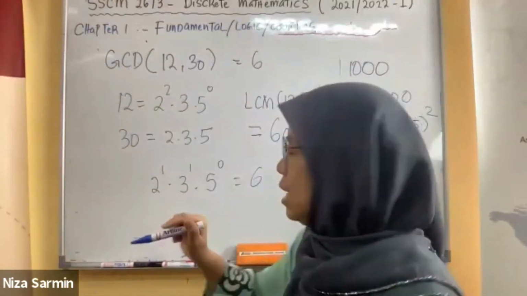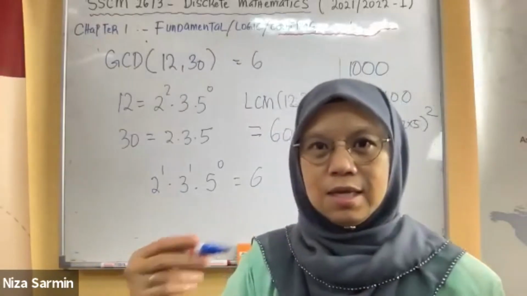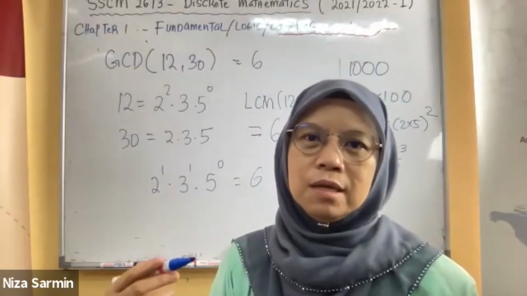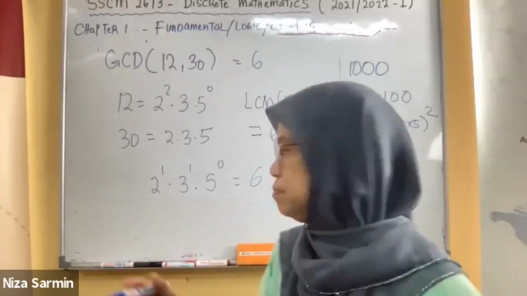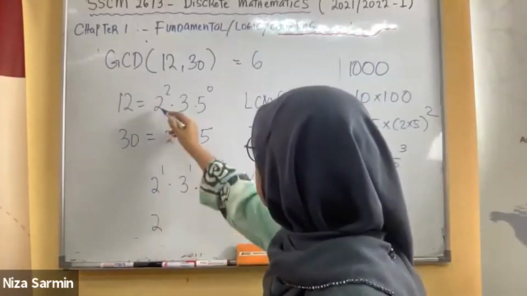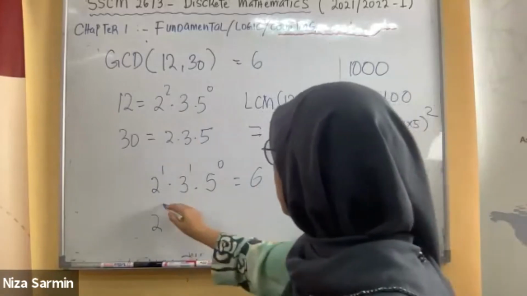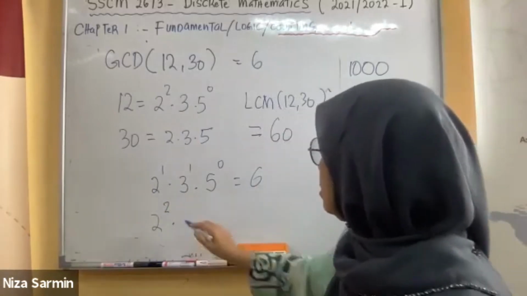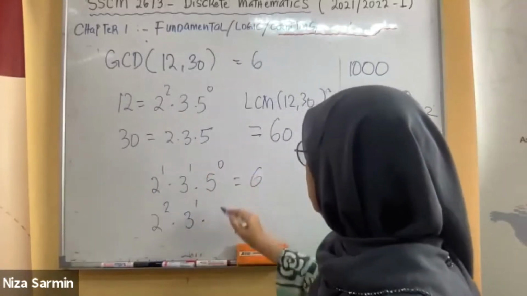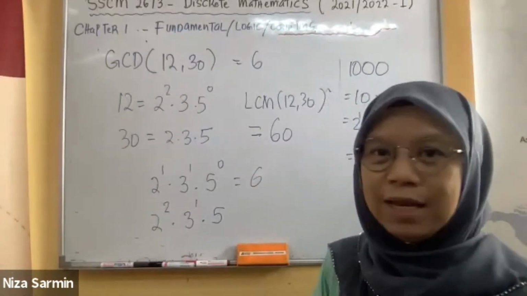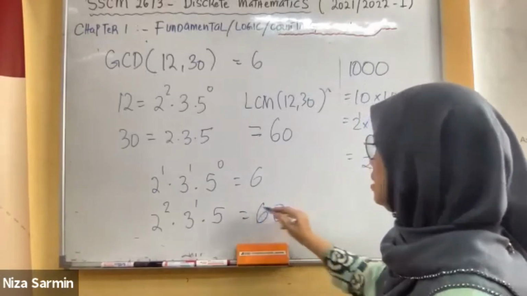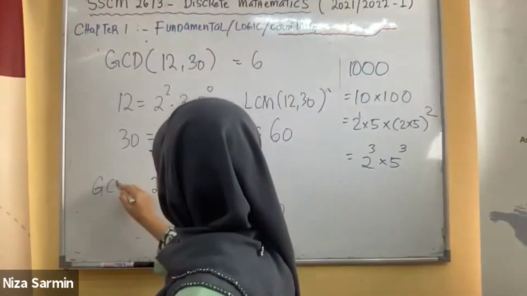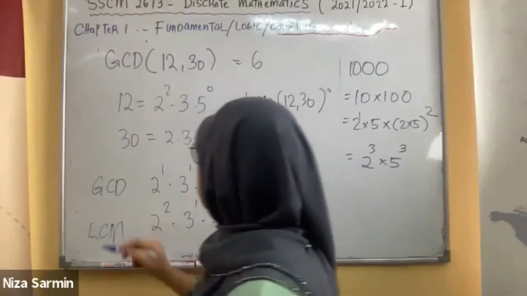Now to find the LCM, take each one, the bigger one, but you have to take all. So you take 2 squared, 3 to the 1, then you have to take the 5. Take the bigger one for each one. So you get 60. So this is GCD and this is LCM.